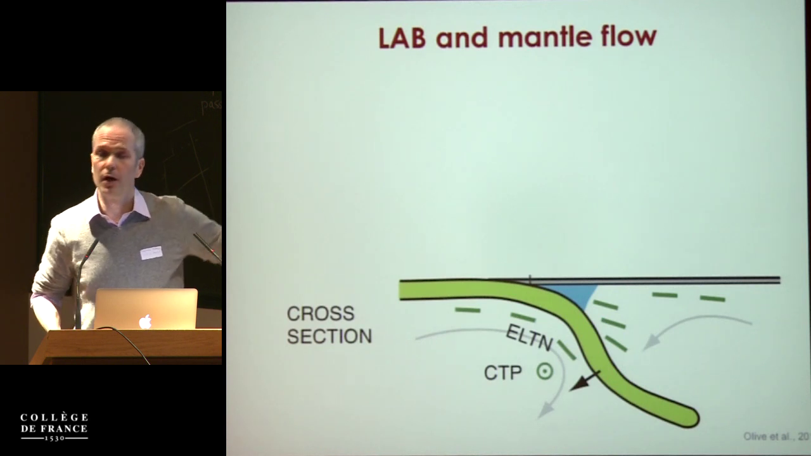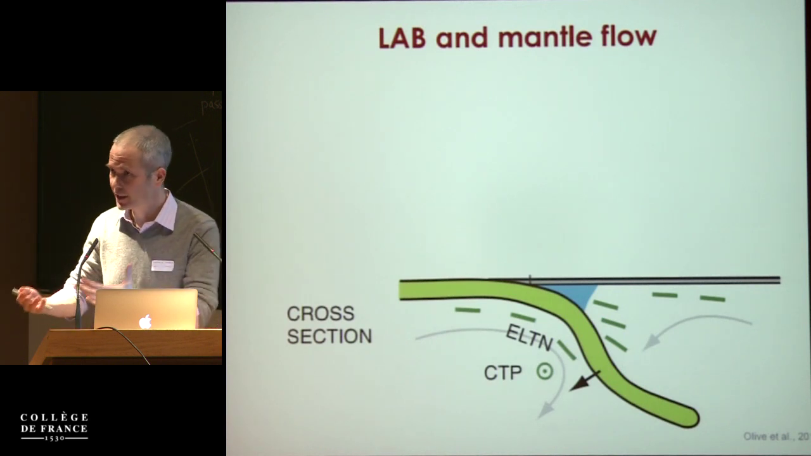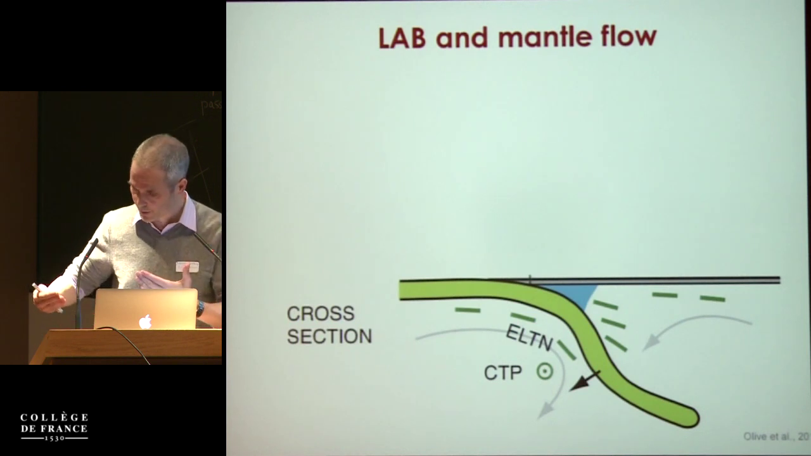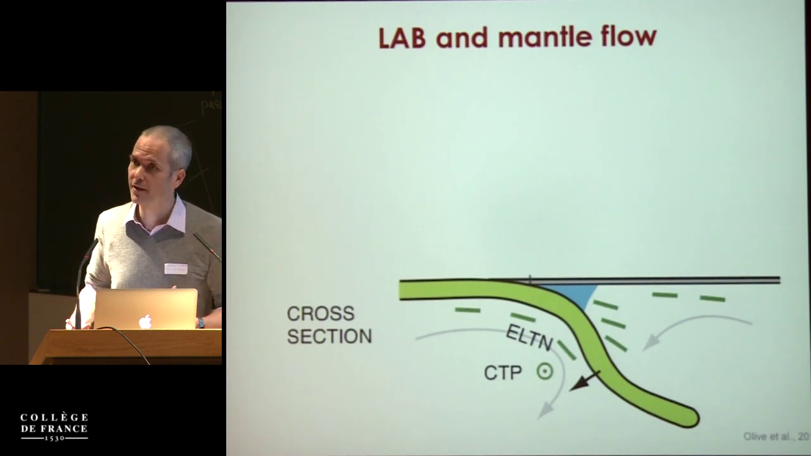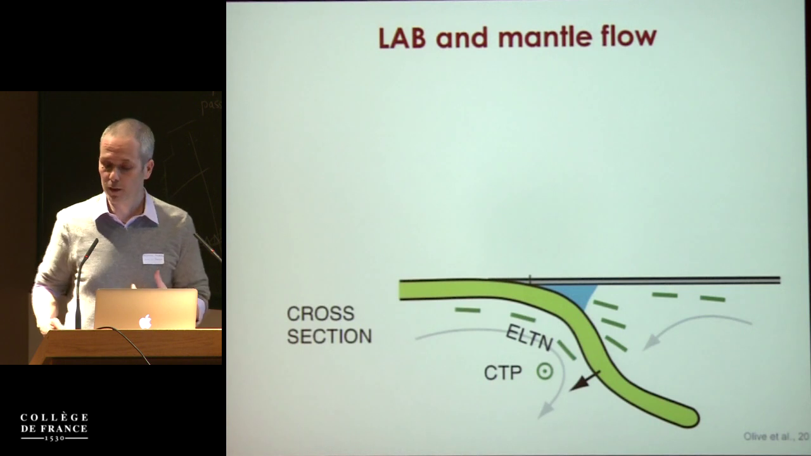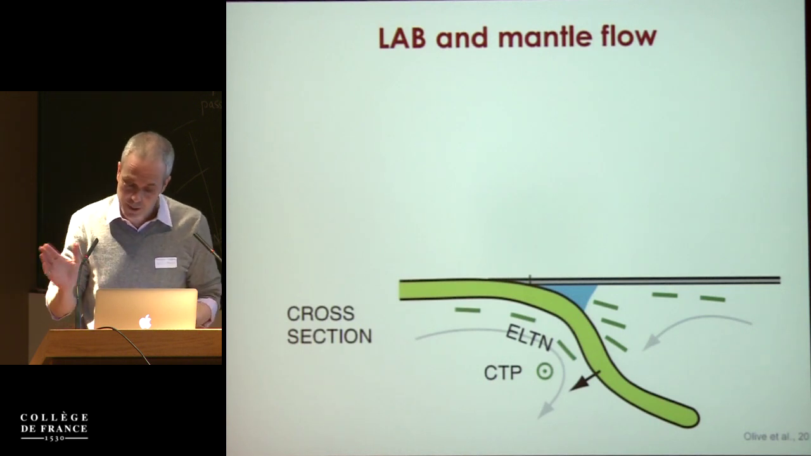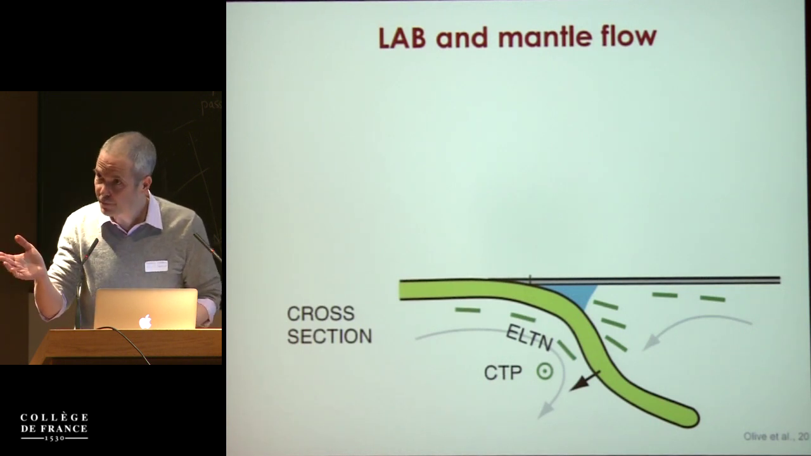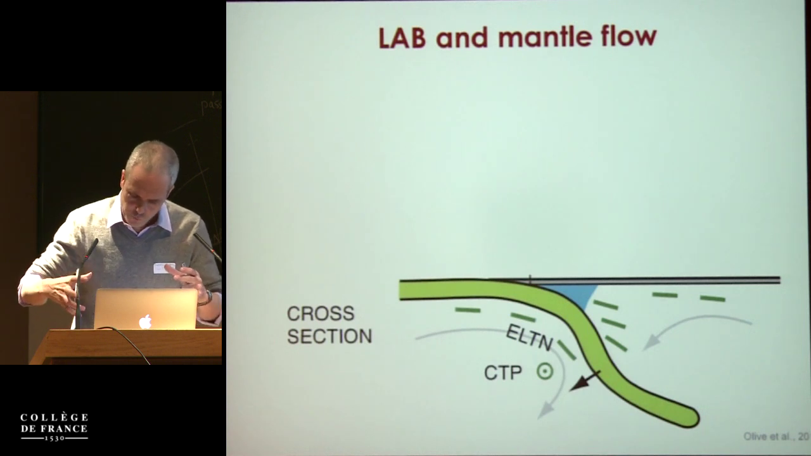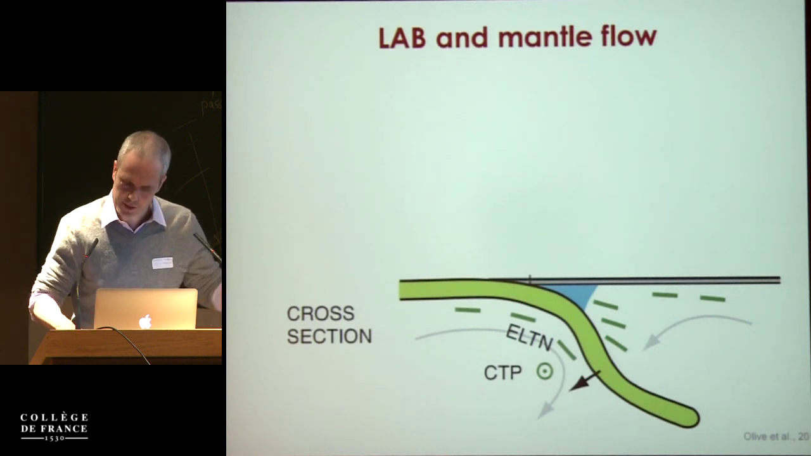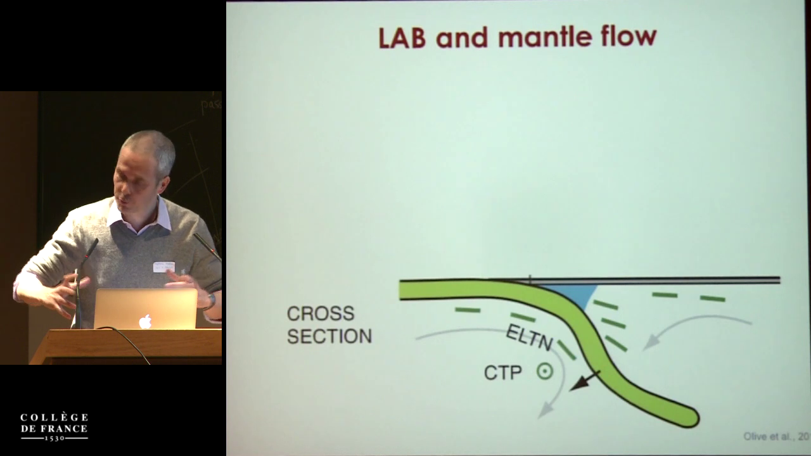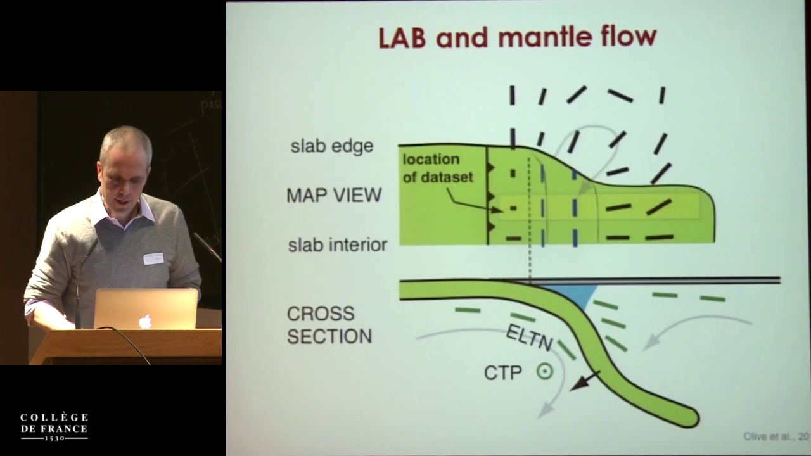So either it could be serpentinite. Serpentine has been shown in recent years to be able to cause trench parallel anisotropy. It could also be caused by B fabric, which is when hydrated materials in that part of the wedge are at cold temperature and under high stress.